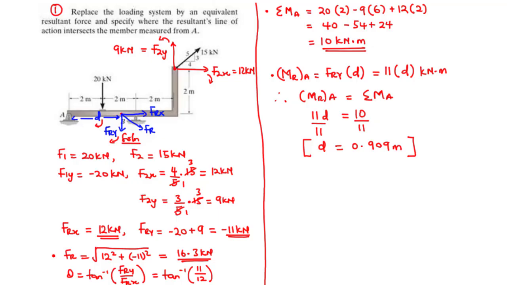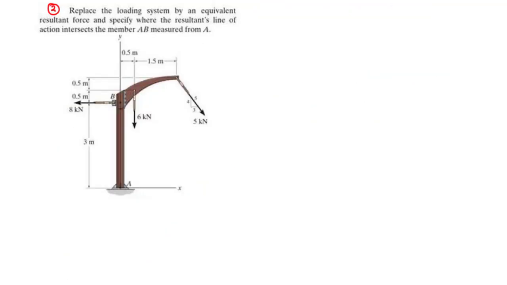Now let's try the next question. Question 2. We are going to replace the loading system by an equivalent resultant force and specify where the resultant's line of action intersects the member AB measured from A. So as usual, we are first of all going to label the forces. So we have this to be F1. F1 is equal to 8 kilonewtons. We have F2, 6 kilonewtons.